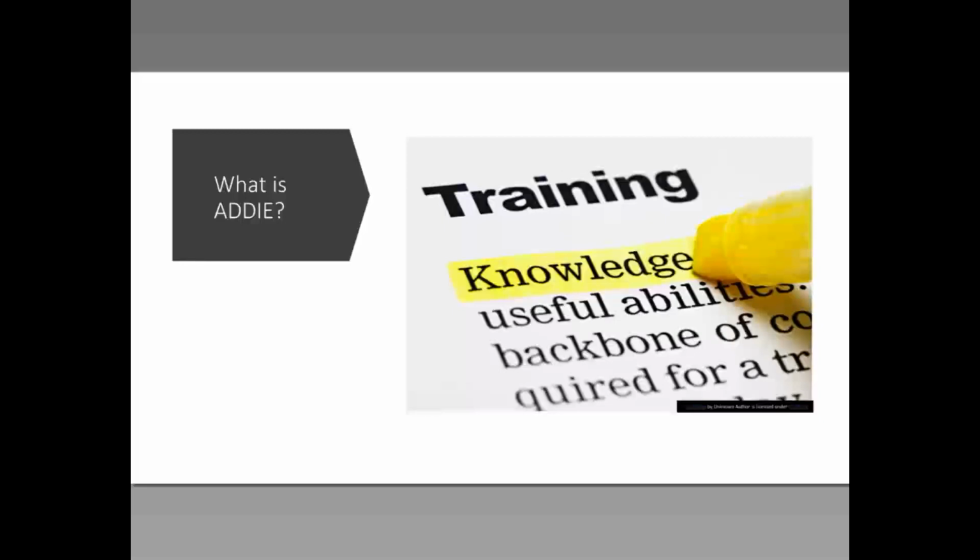So what exactly is ADDIE? According to the website instructionaldesign.org, which is a great site for information on instructional design, the ADDIE model is the generic process traditionally used by instructional designers and training developers. The 5 phases, analysis, design, development, implementation, and evaluation, represent a dynamic, flexible guideline for building effective training and performance support tools.